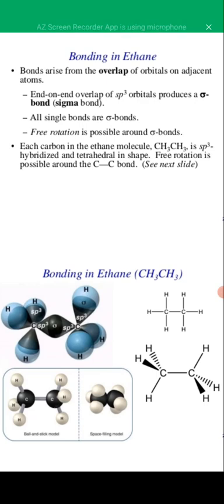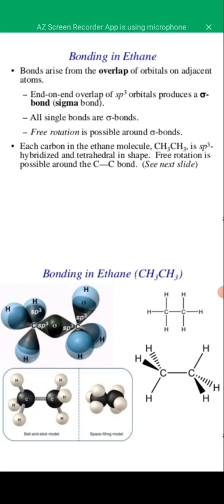We said bonds arise from the overlapping of orbitals on adjacent atoms. Overlapping of orbitals gives rise to bonding. End-to-end overlap of sp3 orbitals produces a sigma bond. So if it's an end-to-end overlapping, the end of one orbital overlapping with the end of another orbital, a sigma bond is produced. And this is experienced in all single bonds. All single bonds are sigma bonds.